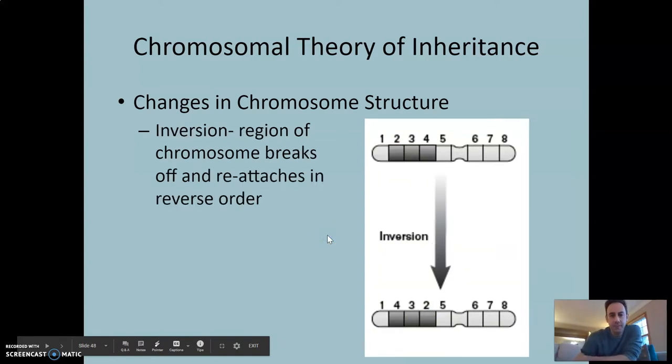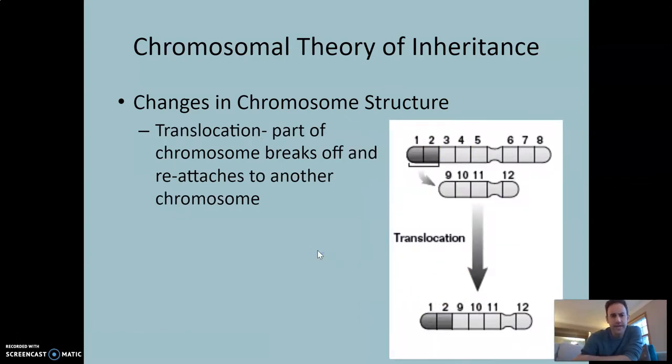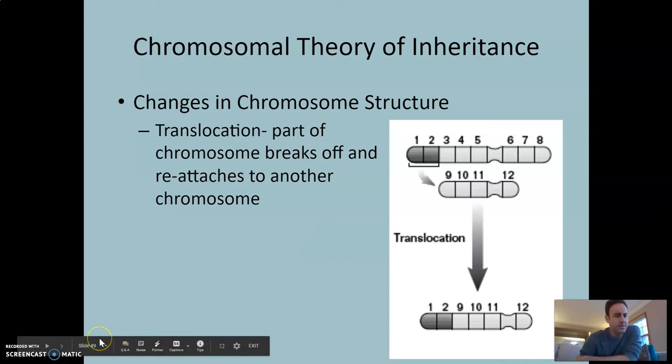An inversion is where a region breaks off, and then it reattaches in that reverse order. So instead of 1, 2, 3, 4, 5, we have 1, 4, 3, 2, 5. And then a translocation is where part of a chromosome breaks off and then reattaches to the wrong other chromosome. So all of a sudden we have 1, 2, 9, 10, 11, 12. To understand these, I think it's helpful to take a look at our models. So let's pause for a moment and do that.